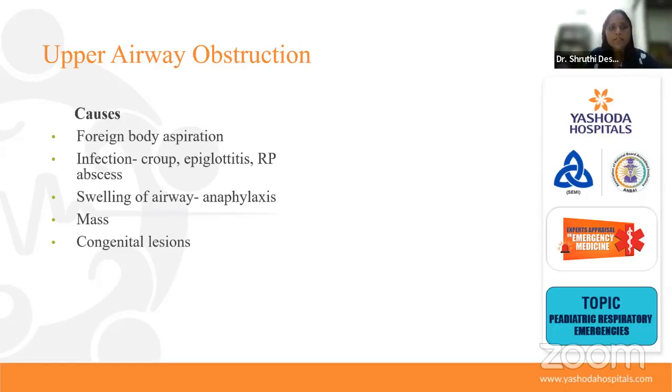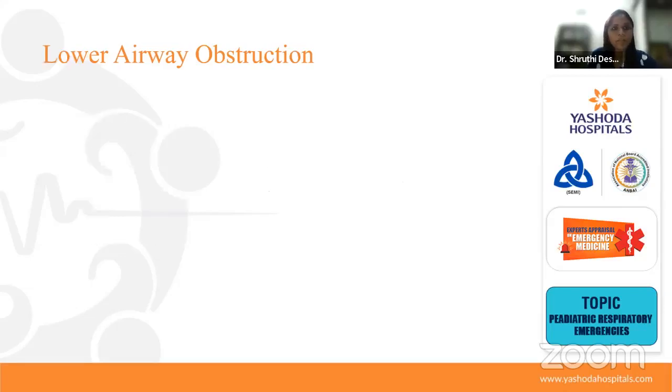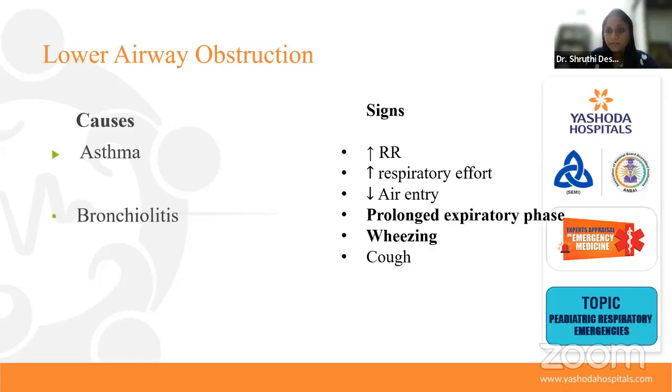And the specific findings of upper airway obstruction, other than increased respiratory rate or inspiratory effort, are stridor, change in voice, drooling, snoring, or gurgling sounds. So these are a few of the specific findings related to upper airway obstruction. Coming to the lower airway obstruction, the most important causes are asthma and bronchiolitis, and the specific sign related to lower airway obstruction is wheezing with prolonged expiratory phase.